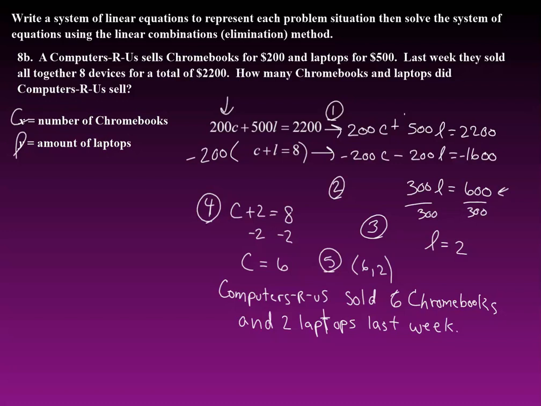The ordered pair is 6, 2, but remember it's a word problem and they asked how many Chromebooks and laptops did Computers R Us sell. So Computers R Us sold 6 Chromebooks and 2 laptops last week. And that is how we solve problem situations using linear combination.